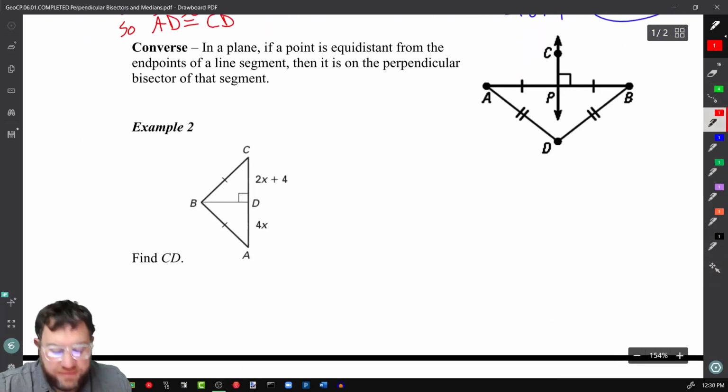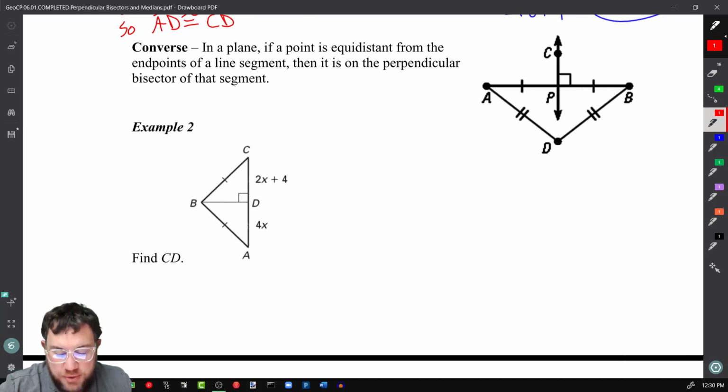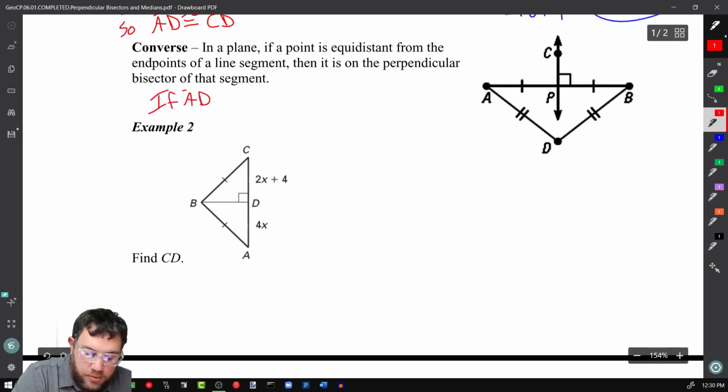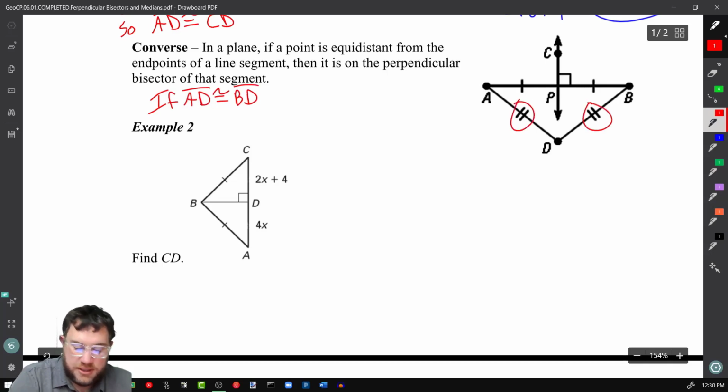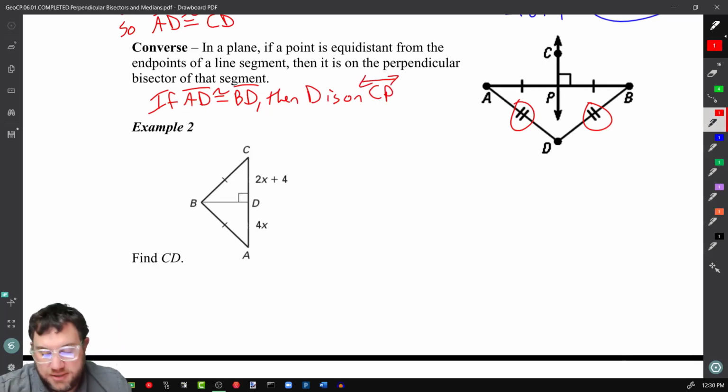Now, the converse of the perpendicular bisector theorem is also true. Remember, converse means we turn it around backwards, and it says if a point is equidistant from the endpoints of a line segment, it is on the perpendicular bisector. So this is saying that if AD and BD are congruent, then D is on line CP, because CP is the perpendicular bisector.